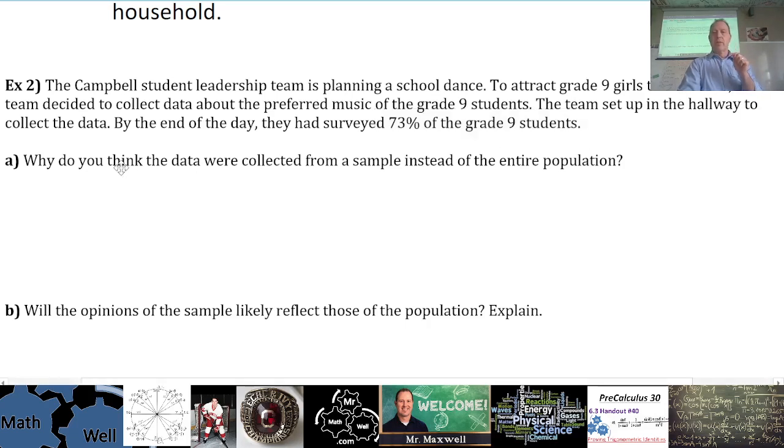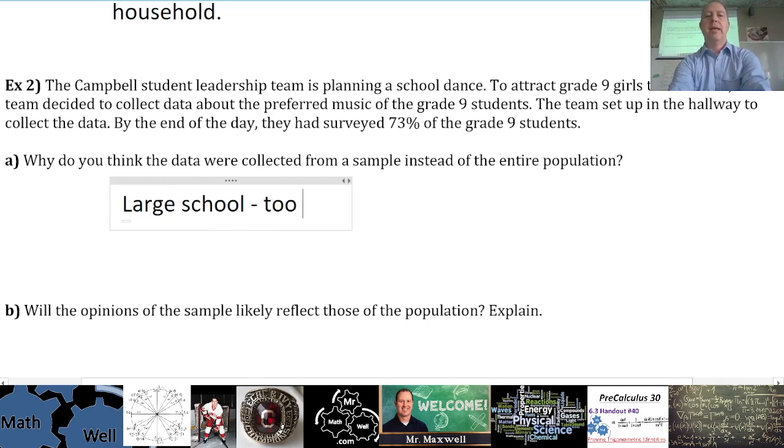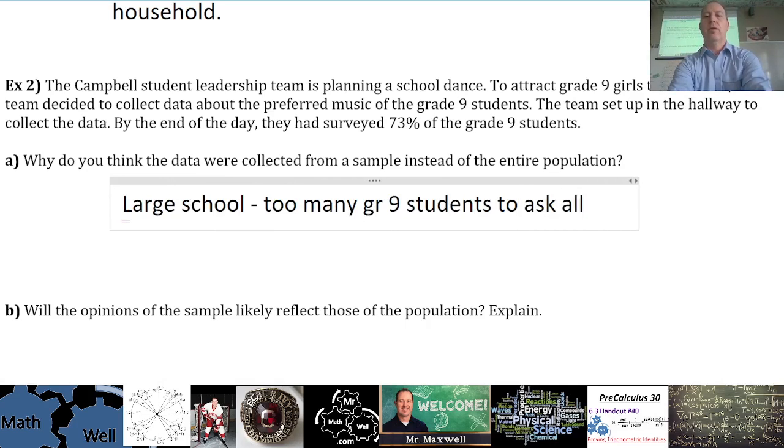This question here, why did they do a sample instead of asking every single grade 9 student? Why do you think that they chose to do it that way? They have hundreds and hundreds of students in grade 9. It would take a really long time, yes. So I think that's the answer I was looking for there. Why was data collected from the sample? Yeah, in a large school, too many grade 9 students to ask all of them.